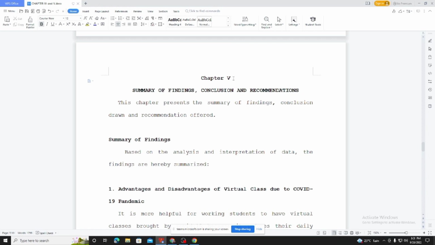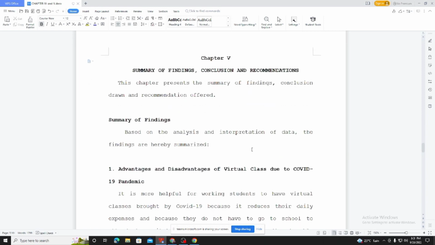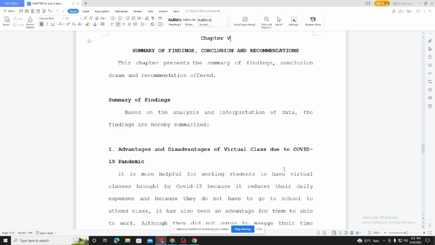Chapter 5. Summary of findings, conclusion, and recommendations. This chapter presents the summary of findings, conclusion drawn, and recommendation offered. Summary of findings. Based on the analysis and interpretation of data, the findings are hereby summarized.